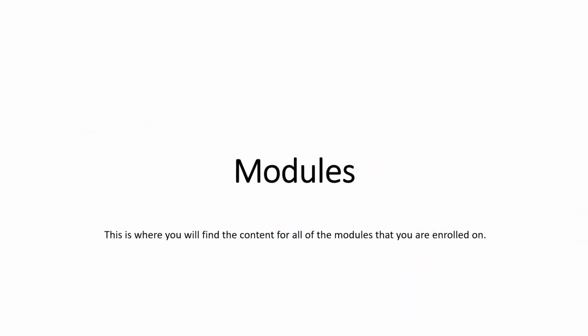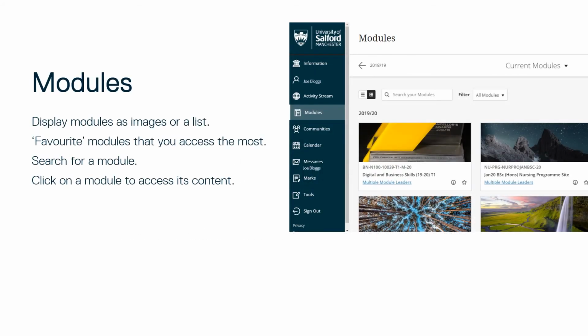In the modules area, you will find the content for all of the modules that you are enrolled on. This is the module list area. You can view your modules as images, or you can view them in a simple list view. Click on the two buttons next to the search box to see which view you prefer.